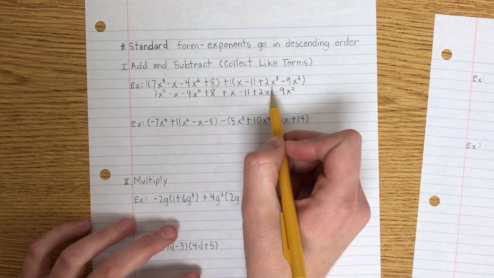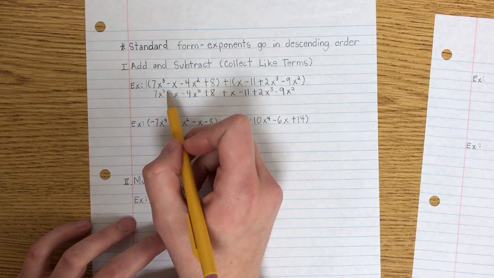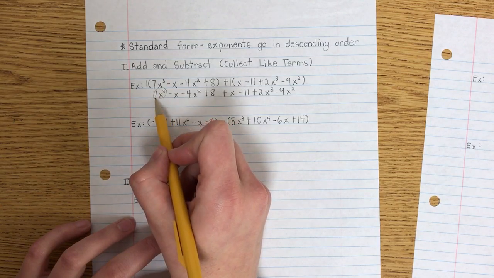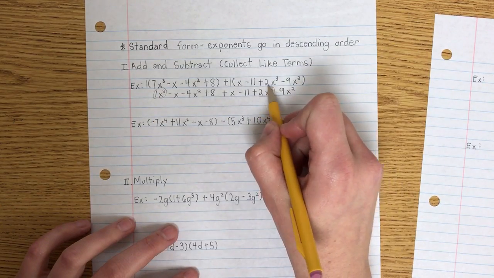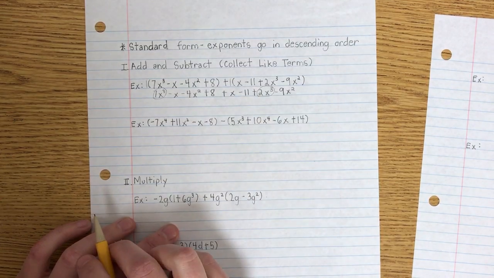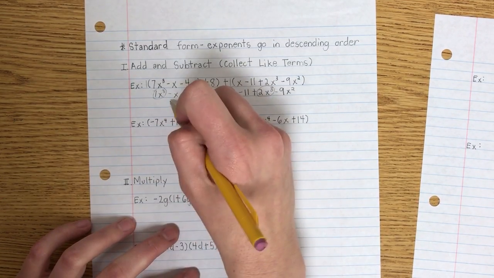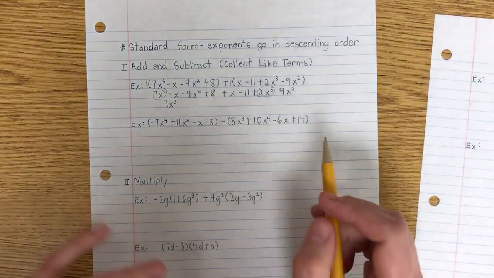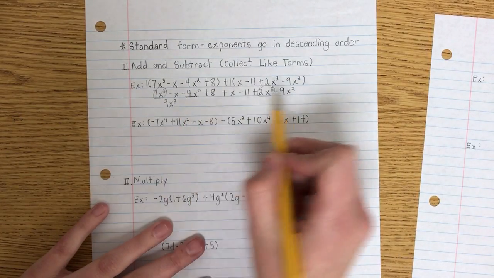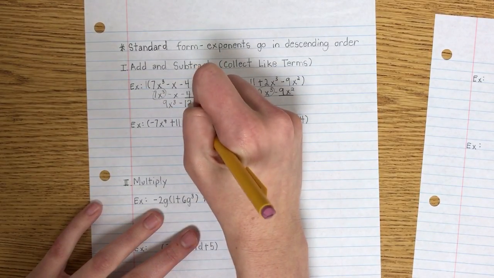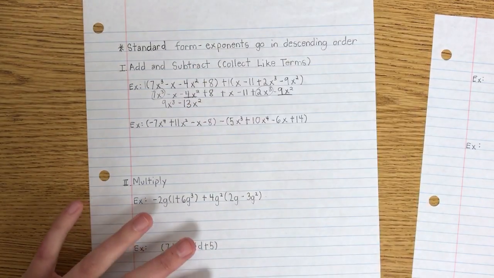So starting with greatest to least exponents, I'm going to start with the cubes here. So I've got 7x cubed and a 2x cubed. So that would be 7 plus 2 is 9, 9x cubed. And then I would go with my squares. So I've got a negative 4x squared and a negative 9x squared. So that would give me negative 13x squared.